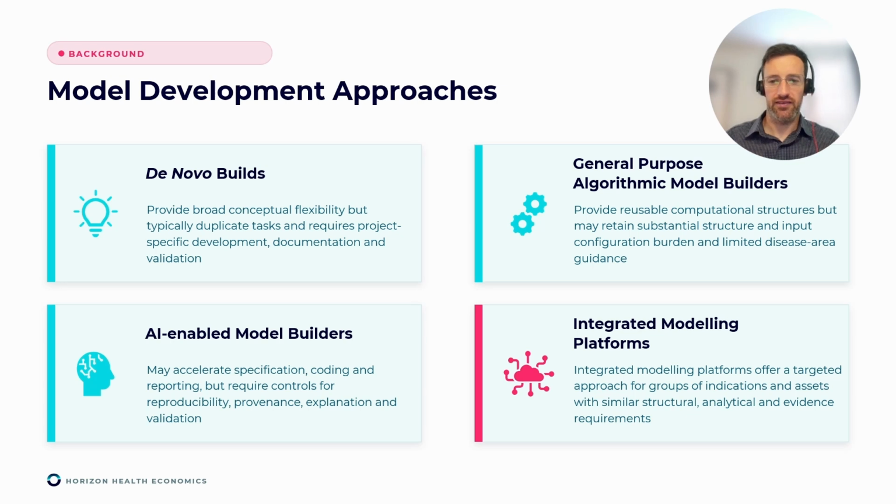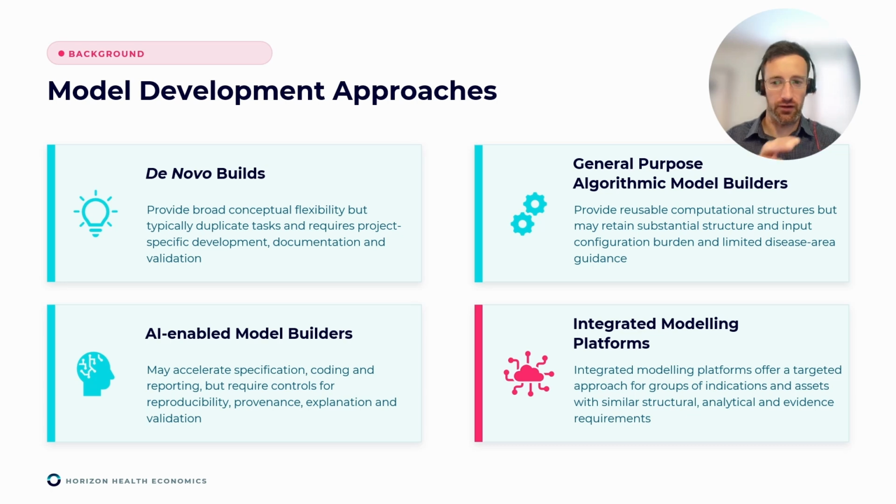So we've put this slide together just to try and demonstrate how the platform that we've developed is a little bit different to other modeling development approaches. So we've got a number of different approaches to developing cost effectiveness models here. So we've got de novo model builds, which I think speak for themselves. And then we've got two types of model builders, so general purpose algorithmic model builders. So here we're thinking about things like TreeAge, HESIM, HEMOD. They provide a significant degree of flexibility when building particular modeling types.